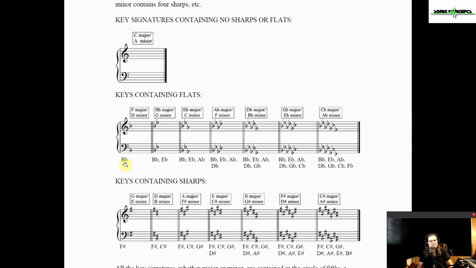These note names listed below each key signature indicate which note is flatted or sharped. For example, the key of F major has 1 flat, and that's B flat. The key of B-flat major has 2 flats, that's B-flat and E-flat. Likewise, the key of G major or E minor has 1 sharp, which is F sharp. The key of D major or B minor has 2 sharps, that's F sharp and C sharp, and so on.